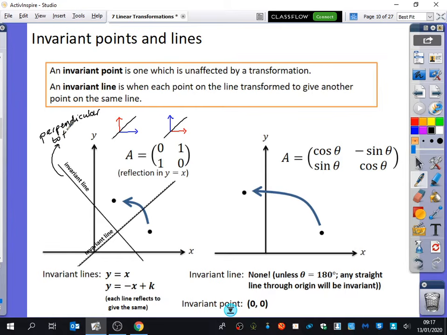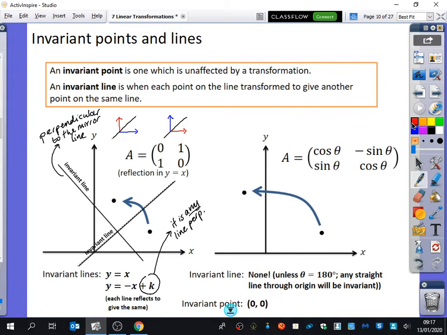So the second invariant line here is perpendicular to the mirror line. And it's got a plus k here because it is any line perpendicular. So it could be anywhere along that line? It could be anywhere, yeah.